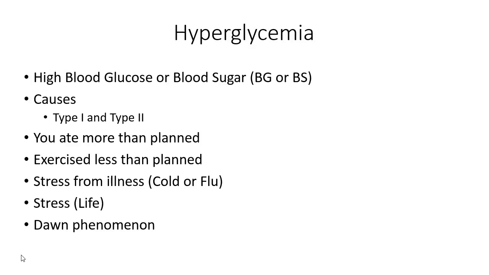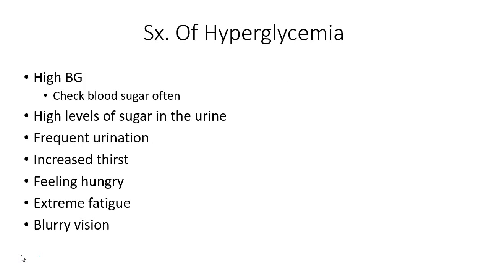But with hyperglycemia, it means that you have too much sugar in your blood, and it could be because of these things. So, symptoms of hyperglycemia: you have a high blood glucose, so you're going to check your blood sugar often, high levels of sugar in the urine, frequent urination, increased thirst, feeling hungry, extreme fatigue, and blurry vision. Again, you've heard this before, but these are the typical symptoms of someone who has too much sugar in their blood, hyperglycemia.